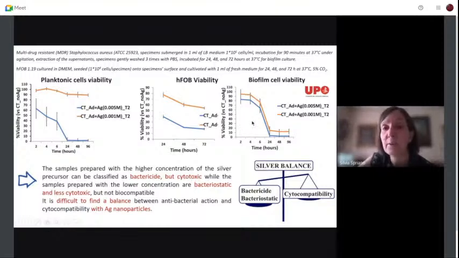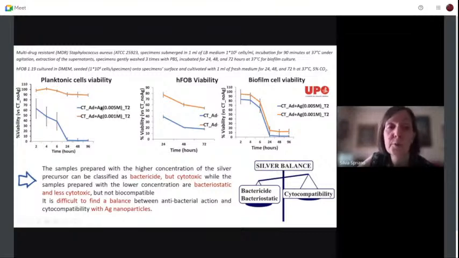And on the right, you see the effect on the biofilm, so on the bacteria developing on the surface of the implant. And you can see again in blue that after 1 day, the bacteria are completely killed on the surface. So a very high bactericide action with a high amount of silver. On the other side, if you look at the viability of human mesenchymal cells, we see in the blue curve a strong reduction of cells. So this surface is bactericide, but it is also cytotoxic.